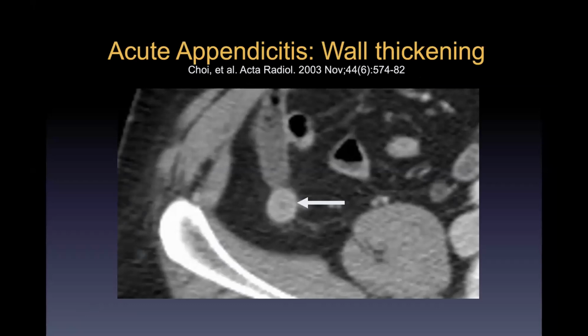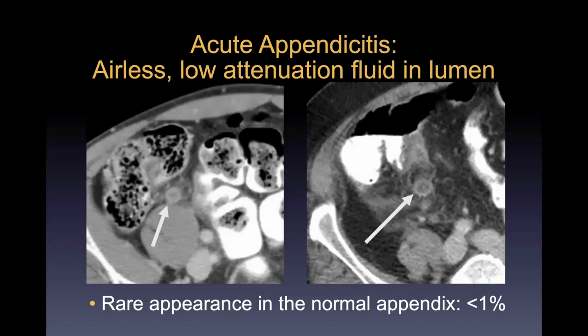Wall thickening is, of course, another sign of inflammation and bowel wall edema that we can use to suggest a diagnosis of appendicitis. This is not my favorite of the so-called secondary signs of appendicitis because there's quite a range of normal of bowel wall thickness, and a thickness of the appendiceal wall up to 3 millimeters can be within the range of normal. So not always the best sign, but if you do see thickening, it adds additional evidence.